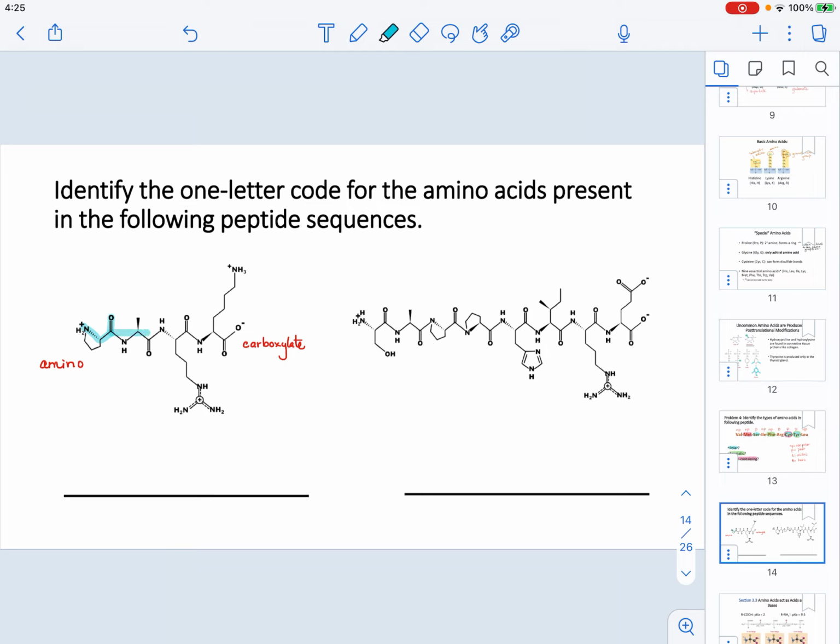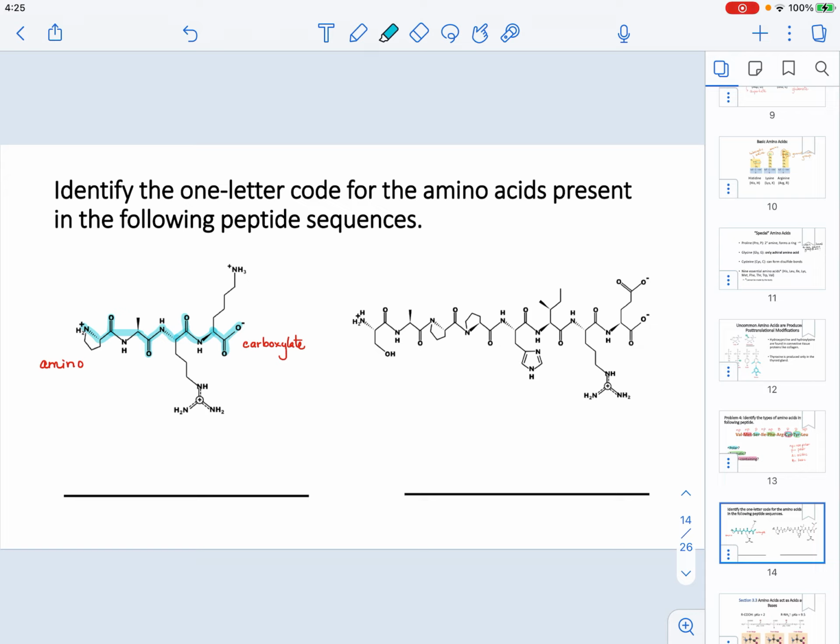Nitrogen, alpha carbon, C double bond O. And as you can see here, we have the carboxylate.